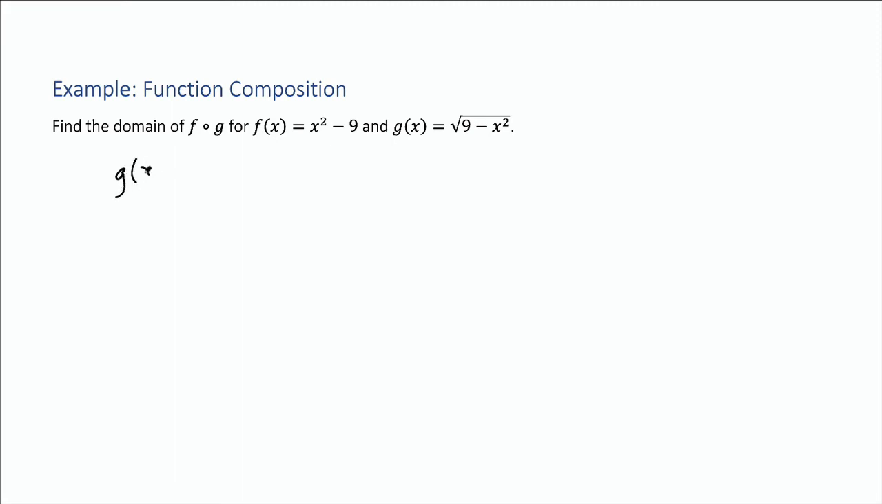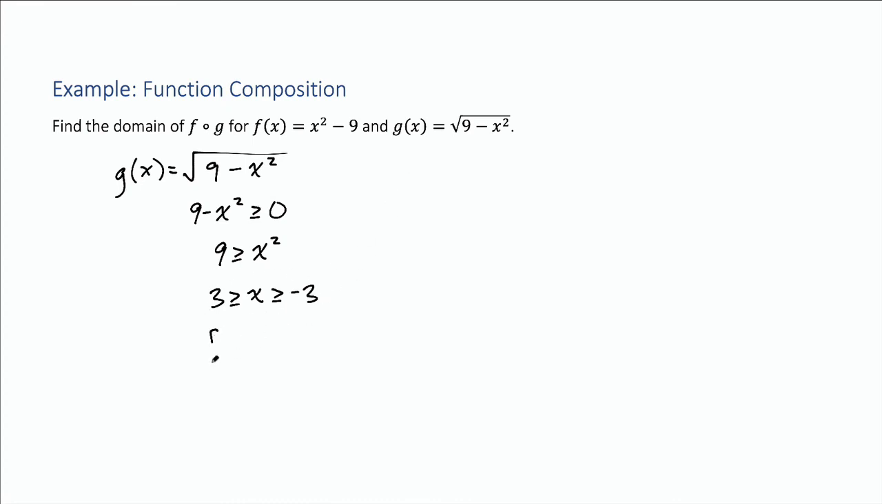So looking at g of x, we've got g of x equals the square root of 9 minus x squared. Well, we're taking a square root here, and we know that whatever you're doing a square root of has to be greater than or equal to 0. So if we add the x squared over, we get 9 is greater than or equal to x squared. When we take a square root, we actually get both sides. We get the 3, but then on the other side, we get a negative 3. So that right there is our domain for g. Writing that in interval notation, we've got brackets around negative 3 to 3.